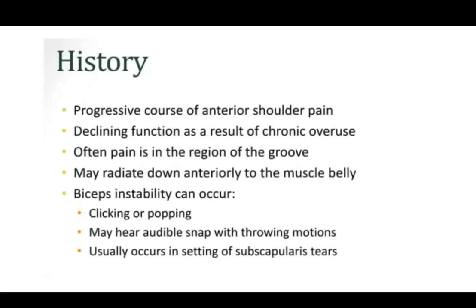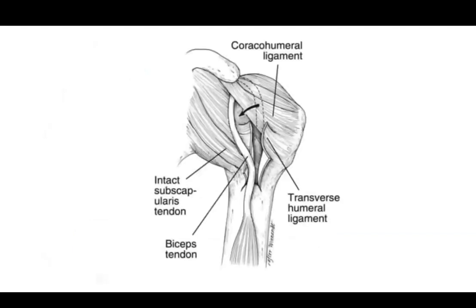So this is mostly seen as a chronic or progressive disorder rather than some acute condition. The function of the biceps will decline. The patient will complain of decreasing supination power or decreasing elbow flexion power. The pain is often limited to the region of the bicipital groove. It may radiate along the length of the tendon into the elbow or into the forearm. The patient can hear some clicking, popping sounds, audible while throwing.